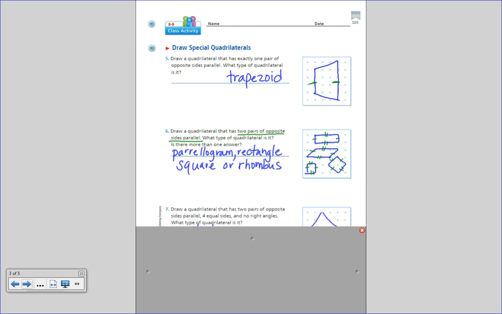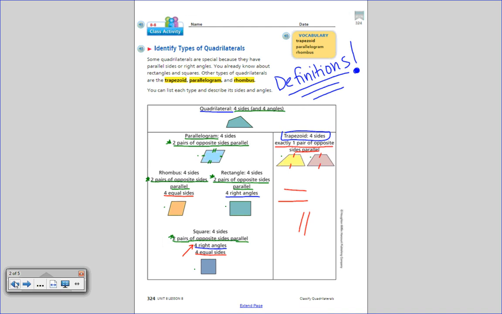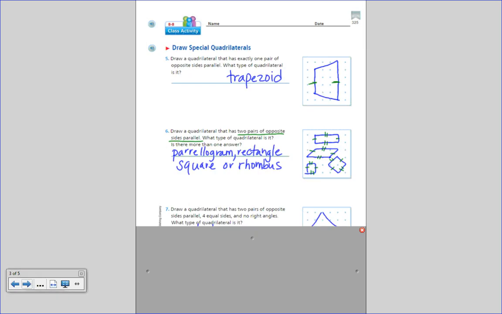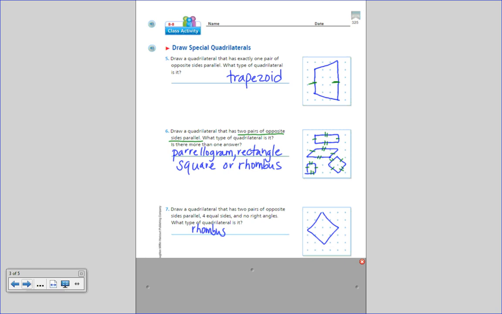The last one here says, draw a quadrilateral that has two pairs of opposite sides parallel, four equal sides, and no right angles. So if I go back, no right angles, so it can't be a square and it can't be a rectangle. But it said two pairs of opposite sides and four equal sides, so it must be a rhombus. You see how I got rid of the criteria, used the criteria that it gave me, and then I was able to master it. That's the basis of tonight's lesson.